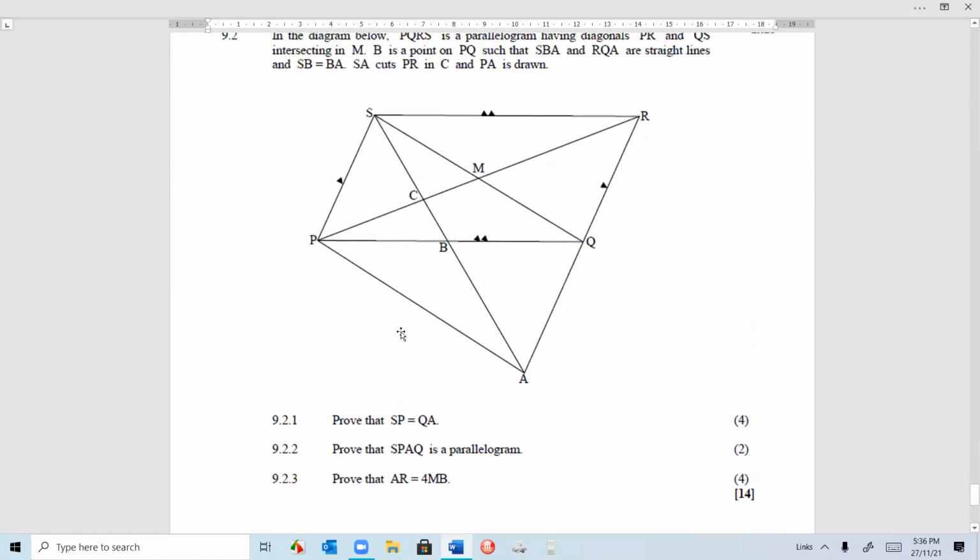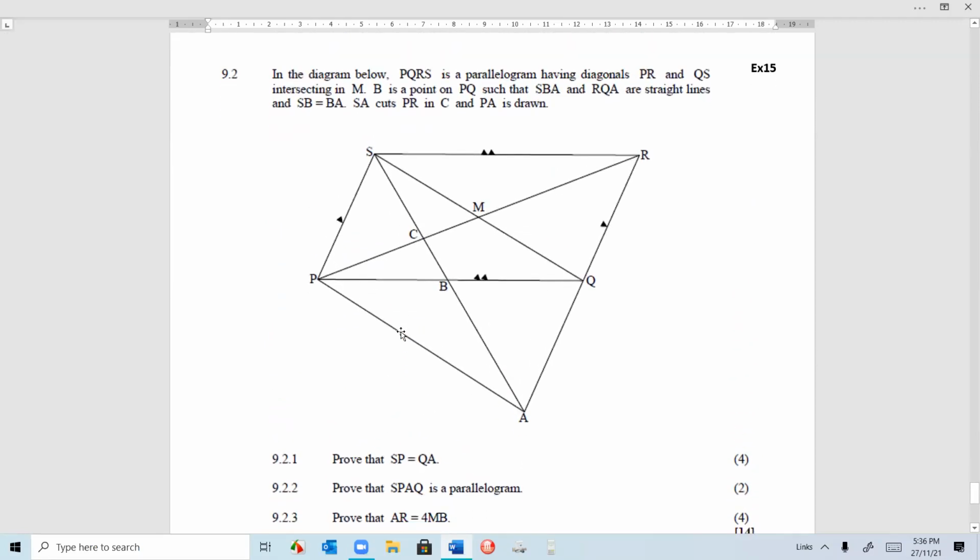All right, and then I want to go to this question, the last question that I'm actually dealing with. See, EX15 means it's coming from the exemplar 2015 paper. All right, let's give you some time to read first. All right, if I read the first question there, it's telling me to prove that SP is equal to QA. So let's quickly get in there.